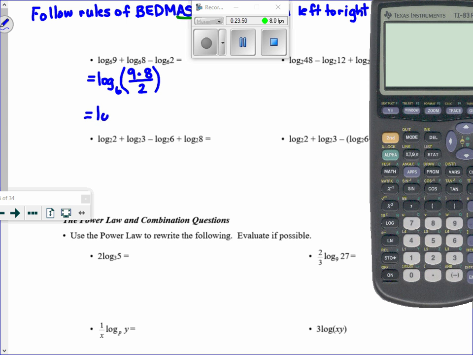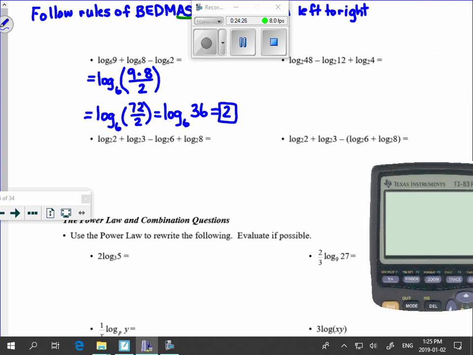This is the same thing as saying log in base 6. Now you would evaluate what you have in brackets here. So 9 times 8 is 72 divided by 2. So that's the same thing as saying log in base 6 of, what is 72 divided by 2? 36. And so then in your calculator you would plug in log 36 divided by log 6. Or you can just ask yourself, 6 raised to what power gives me an answer of 36? The second power, 6 squared. Okay, so see how that works? We can combine them all into one single log.